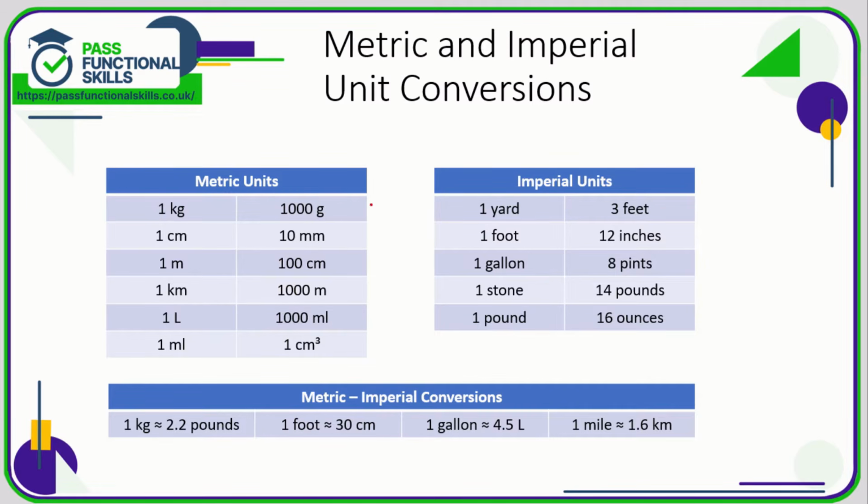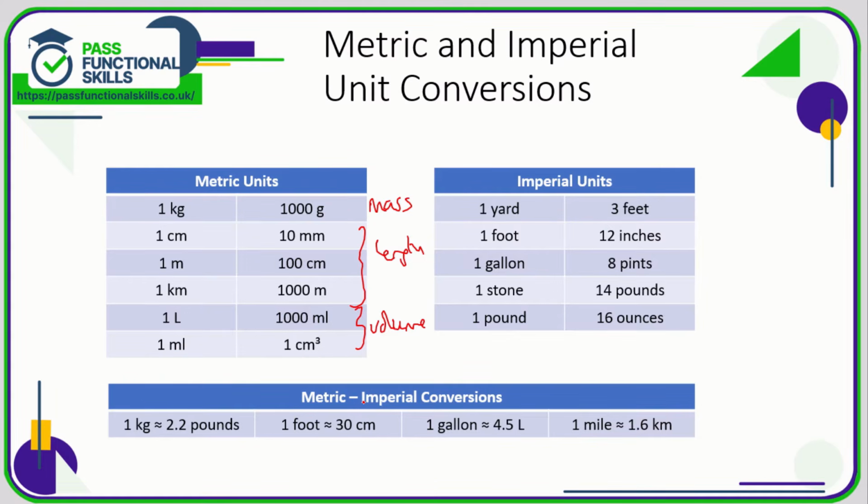So the top one was for weight or mass. The next three were for length. And the bottom two are for volume. Really, all you need to know for volume is that 1 litre is 1000 millilitres. So remember, there are 1000 millilitres in a litre. And also 1 millilitre is the same as 1 cubic centimetre.